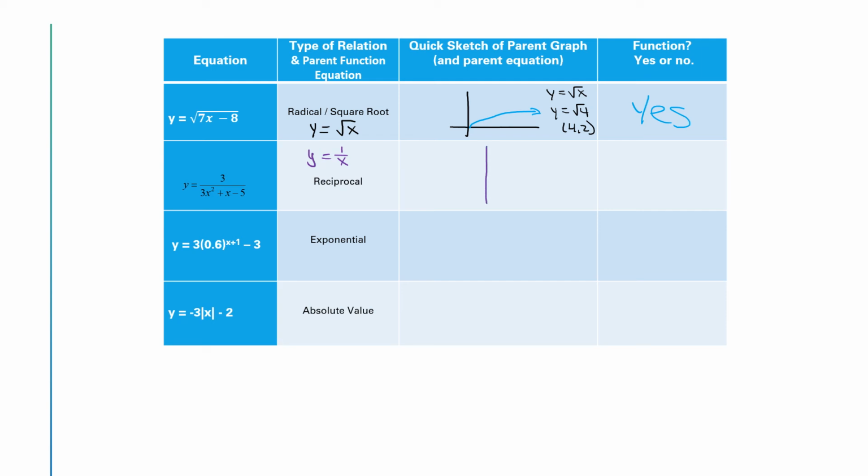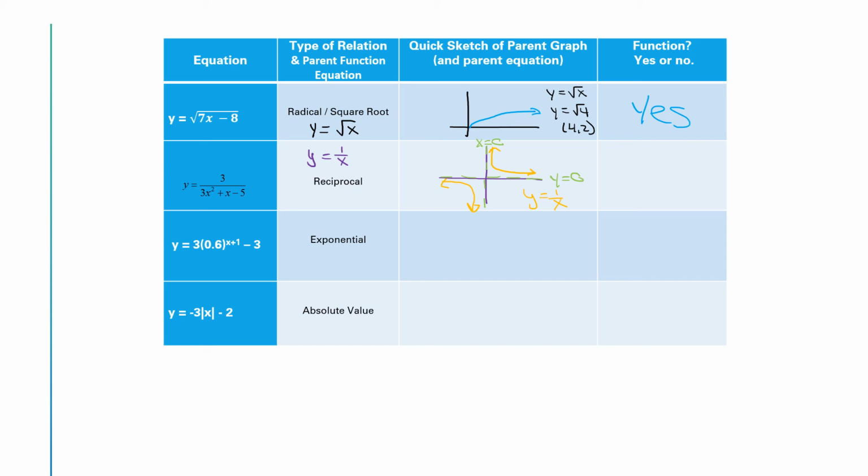We've got our y-axis. Here's our x-axis. Now the reciprocal function has asymptotes. So right here down the y-axis, I have an asymptote, and that is x equals 0. I have another asymptote right here. It's a horizontal one, so it's y equals 0. And then my graph itself goes in the two diagonally opposite quadrants. So that is y equals 1 over x.